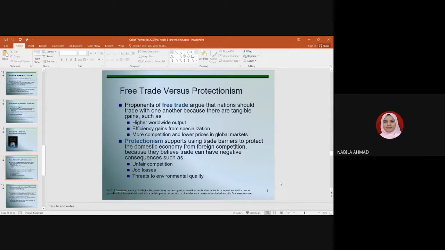Bila terlalu banyak free trade pula, kita perlu ada apa ni, kita katakan sebagai protectionism lah. Dia kata apa? Maksudnya sebab dengan adanya free trade dia akan menyebabkan unfair competition. So kalau negara kita Malaysia, kita import barang-barang yang kita boleh produce juga, dia dah menyebabkan competition, job losses. Ya, bila kita import foreign worker, gaji mereka murah, jadi kita punya local worker pula tak dapat kerja. And then threats to environmental quality. Ya, terlampau banyak berlakunya import and export akan menyebabkan masalah pada environment lah.